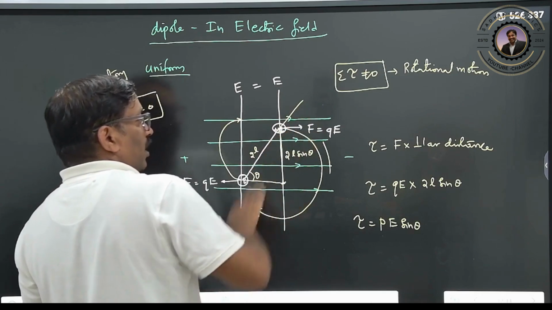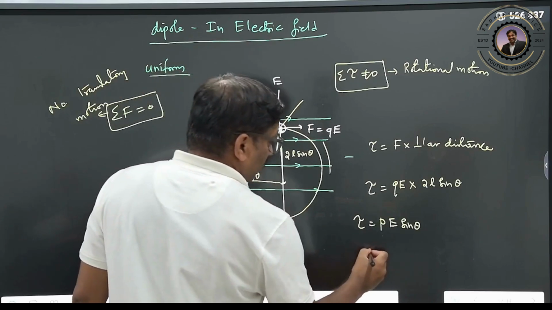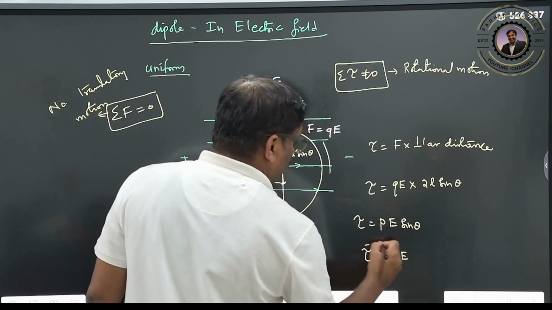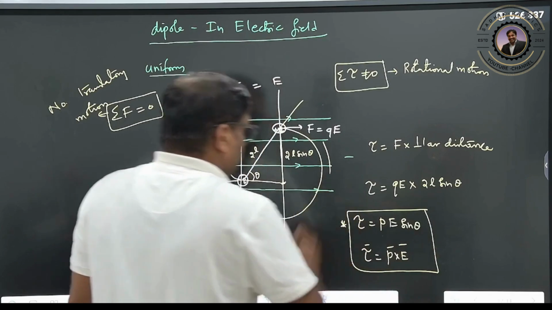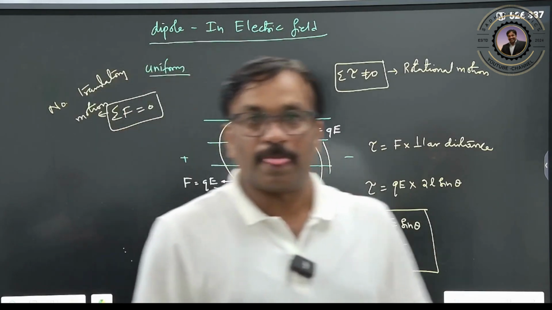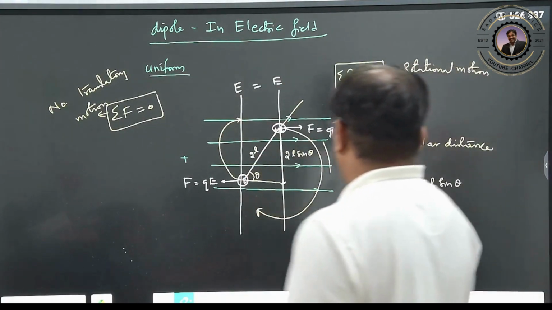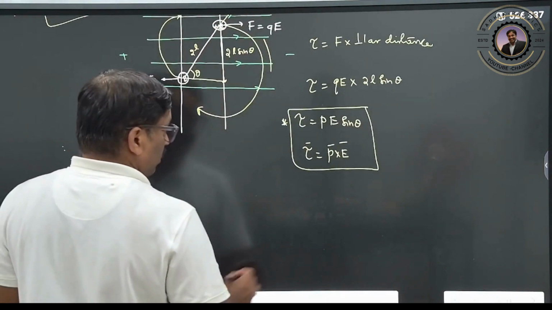So this side it will be your electric field, and the torque is inside. Therefore P cross E you can write down. Torque is equal to P cross E. So in vector form you can rewrite it like this. This is the torque acting on a dipole. Clear?